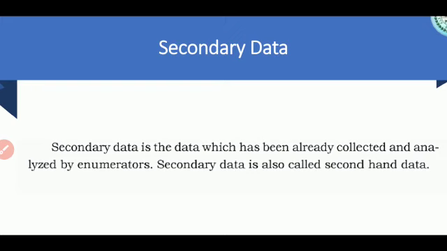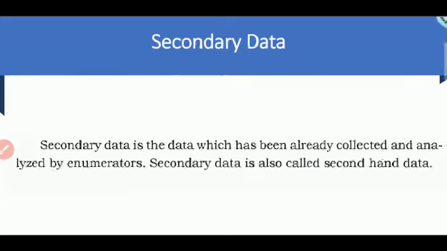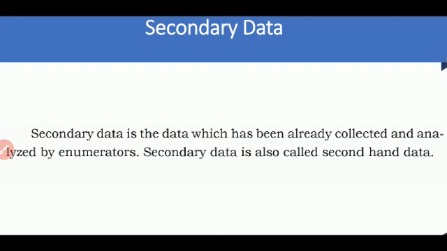And after that we have come to the secondary data. Secondary data is the data which has already been collected and analyzed by enumerators. Secondary data is also called second hand data. Yes, secondary means someone has already done that task for you and you are only going to get that information from the person who has done it for you. It is already there. You need not make a survey on it or go and get the information. So secondary data is the data which has already been collected and analyzed by enumerators. Secondary data is also called second hand data.